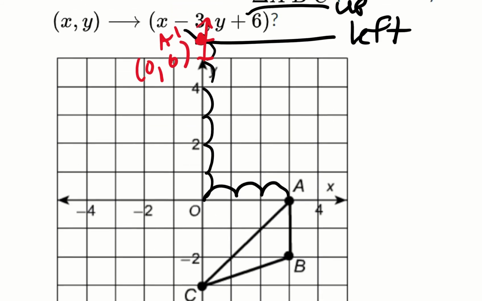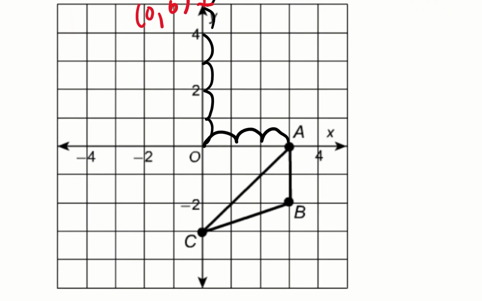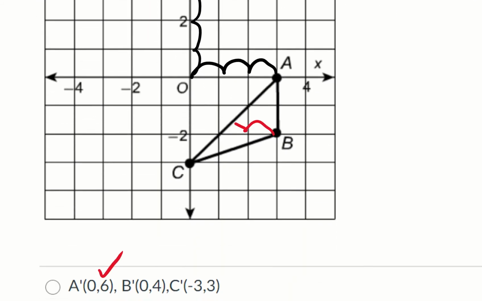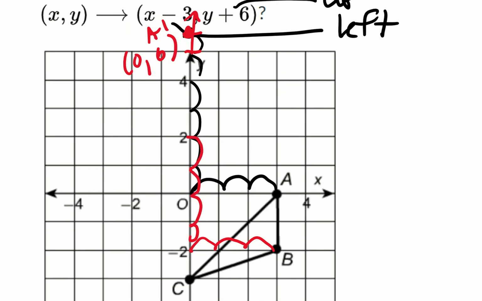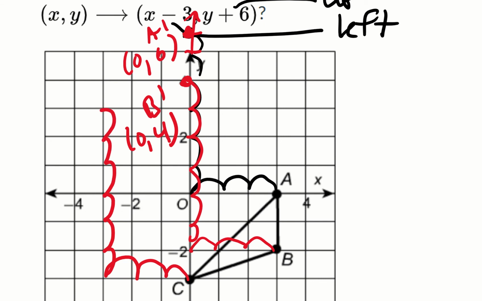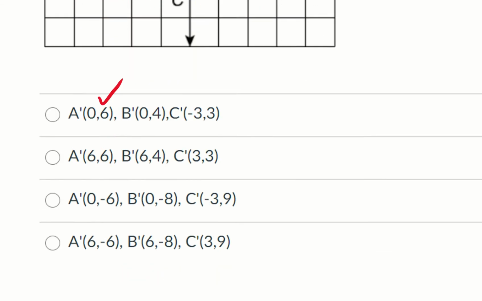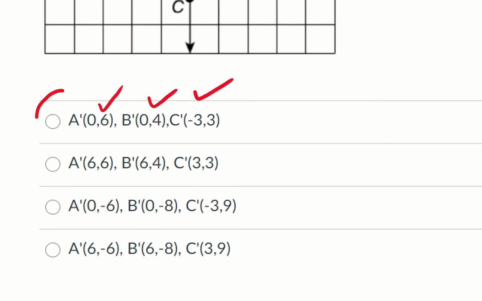And then B, let's see, move it 3 to the left. So 1, 2, 3, and then 6 up. 1, 2, 3, 4, 5, 6. So that's B prime. That's going to be 0, 4. C prime, 1, 2, 3, 1, 2, 3, 4, 5, 6. That's C prime, which is -3. All right, so then it looks like it's this guy.